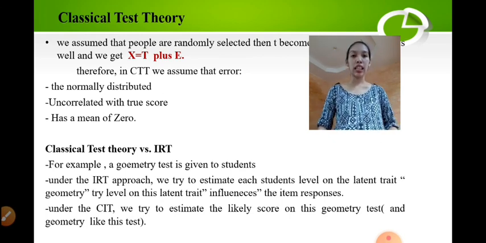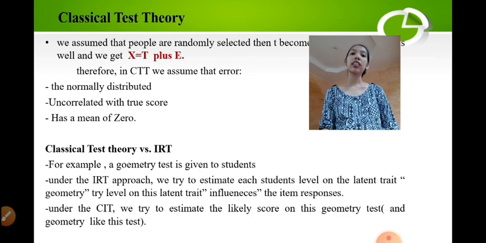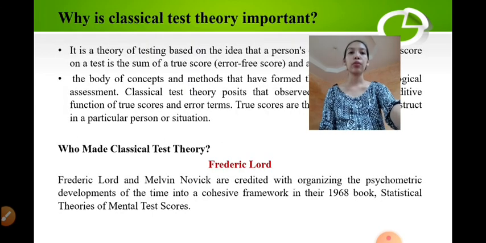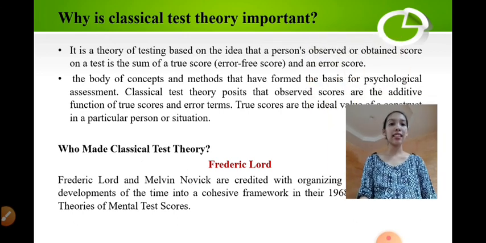Under the CTT, we try to estimate the score on this geometry test. So IRT and classical test theory are different. In IRT it is the student's level, and in CTT it is their score. Alright? So why is classical test theory important?